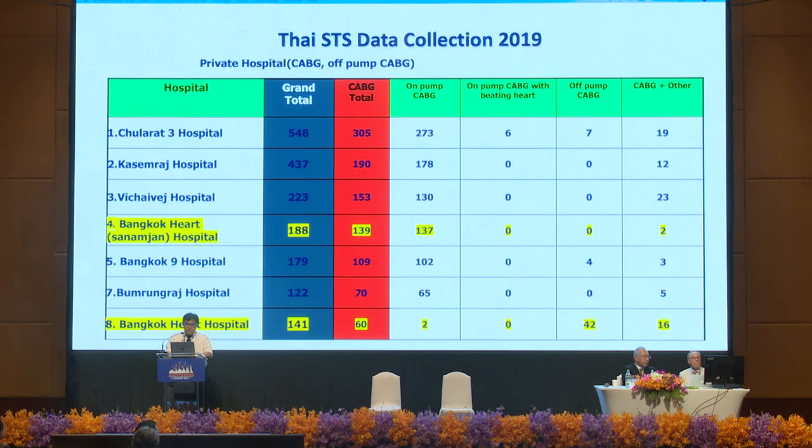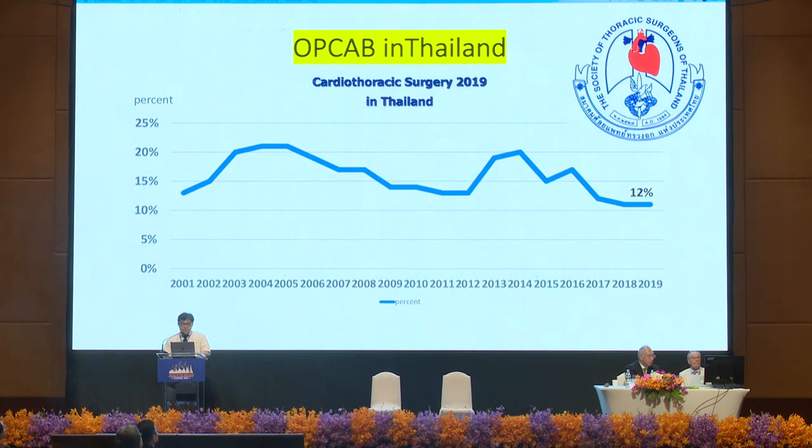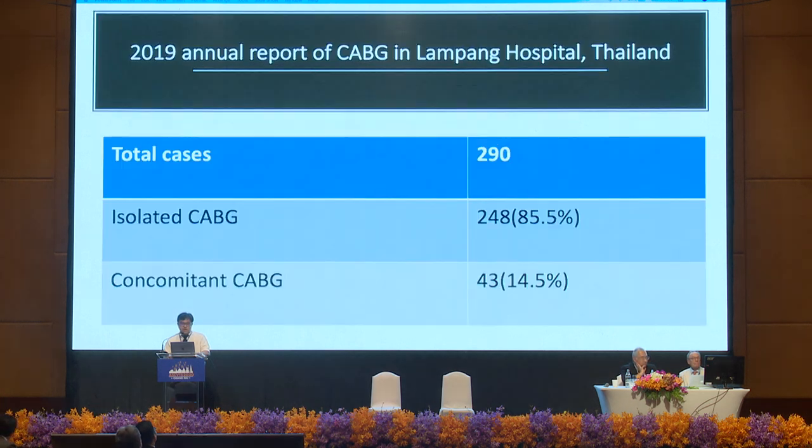What about in the private sector? You can see that in the private sector, most of them do on-pump arrested heart. Off-pump is going down, only left with the Bangkok Heart Hospital team. This is the curve of Thailand. You see it's ups and downs since 2001, and peaked the same around 2004. At present, I think the ratio is still below 12% in Thailand.